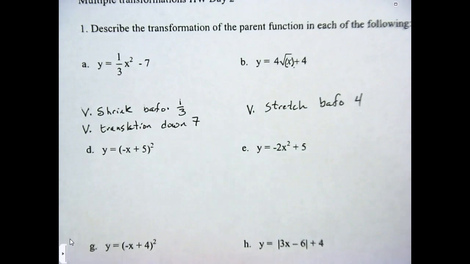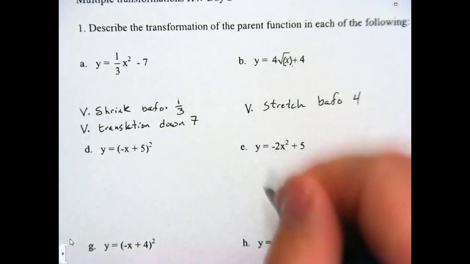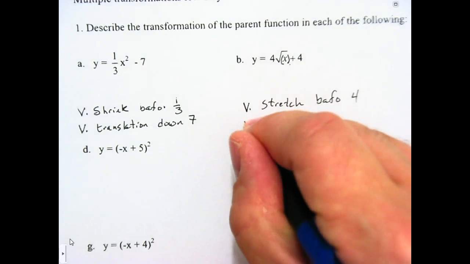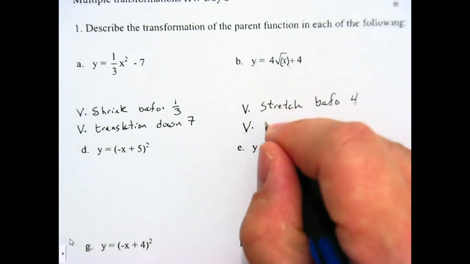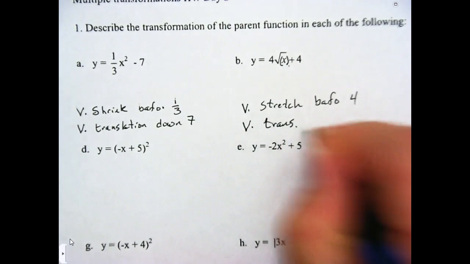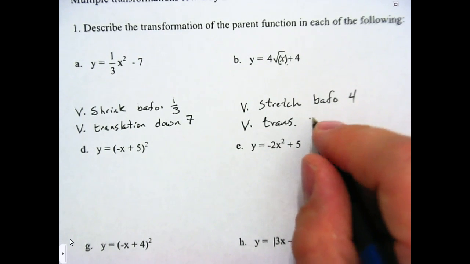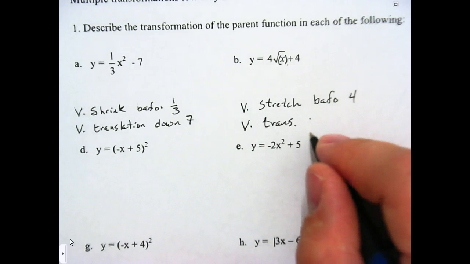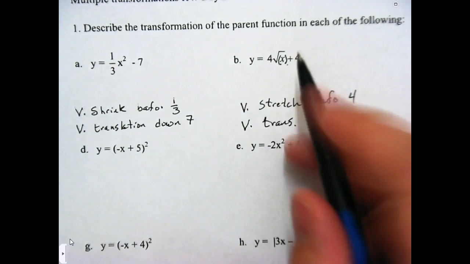Class duckling. Okay, what's this plus 4 do? Vertical or horizontal? Vertical. Stretch, shrink, or translation? Translation. Translation, which way? Vertical can't go left. Don't you just like throwing out everything? You put all 4 options. Up 4. Plus 4.